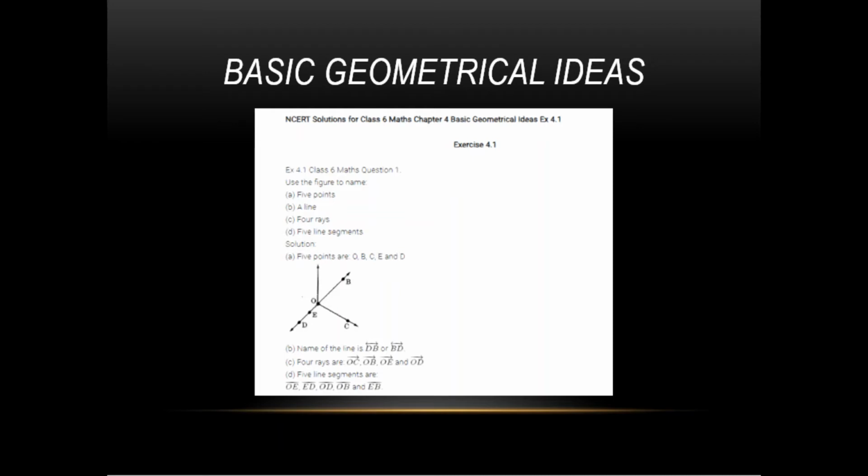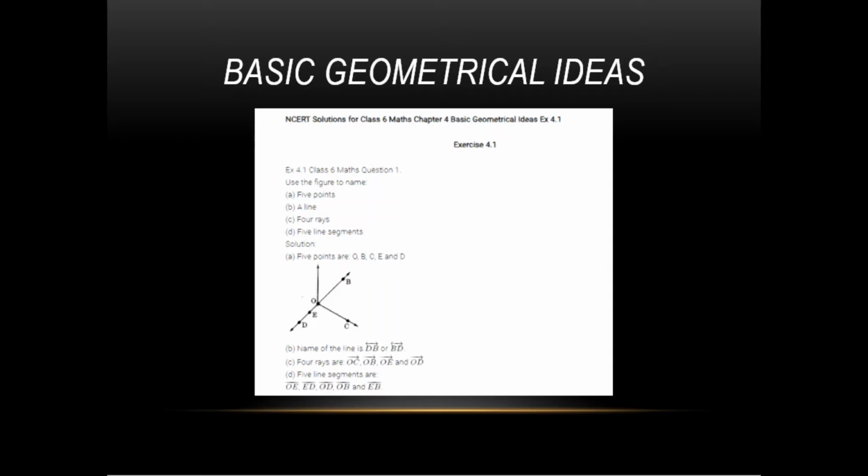In this, your first question is, use the figure to name a part is 5 points. In the figure, it has been given as 5 points are O, B, C, E, and D. You can look into the figure and you'll get these points.